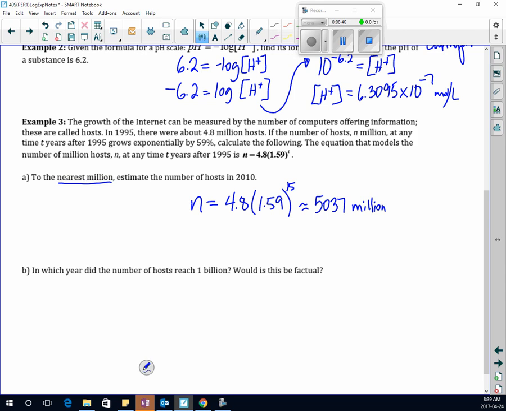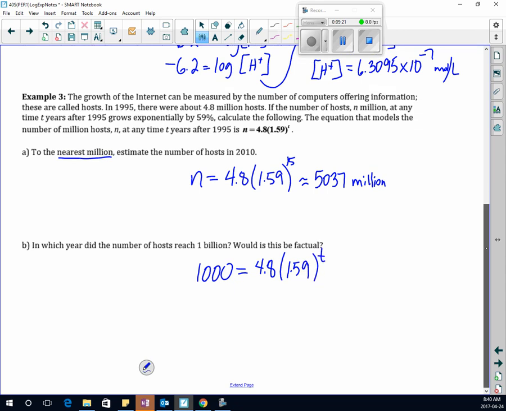It says here, in which year did the number of hosts reach 1 billion? So what would I do this time? You put 1 billion in for n, but what would 1 billion actually be? 1,000 million? Has everybody got that? Because that's an extra 3 zeros to the million. So 1,000 equals 4.8 times 1.59 to the power t. How am I going to solve for t?